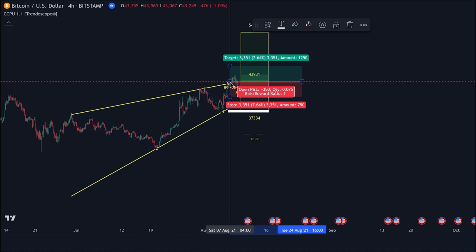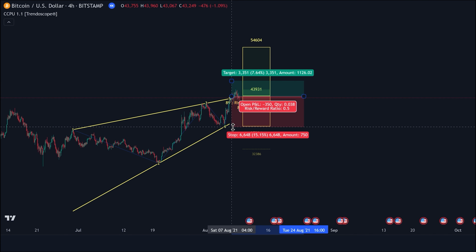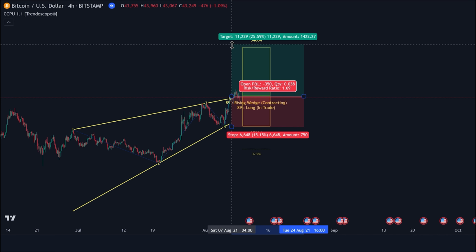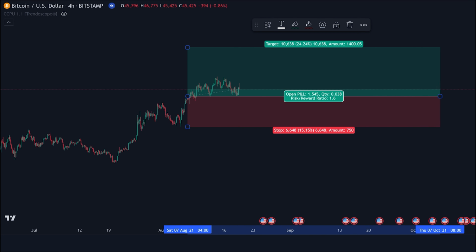For the stop loss, the indicator suggests placing it just below the rising wedge to limit your losses if the trade doesn't go as planned. The indicator also automatically suggests the take profit position for this trade. Now, let's hide the indicator and see how the buy trade plays out.